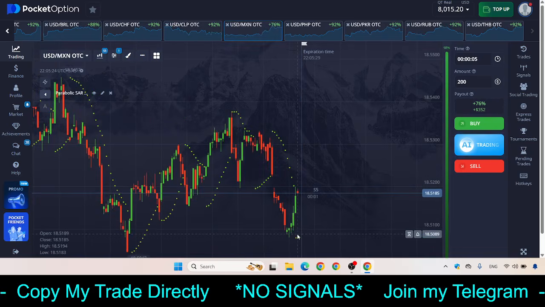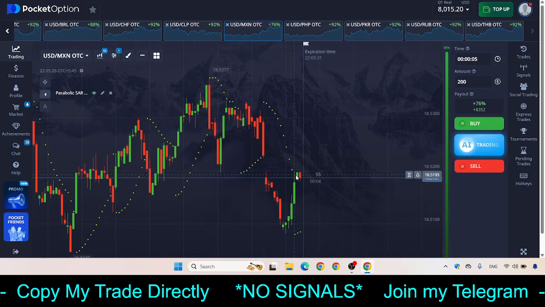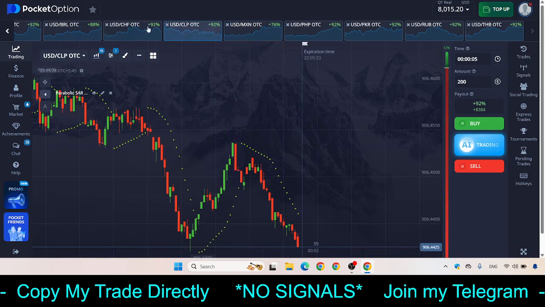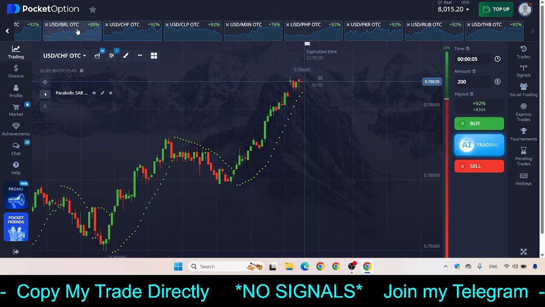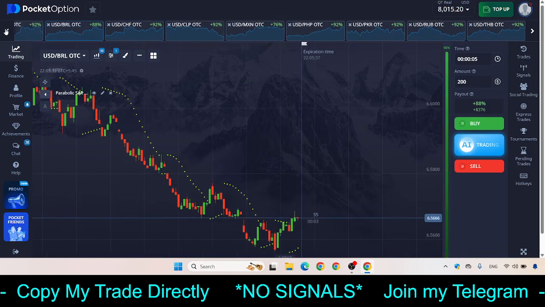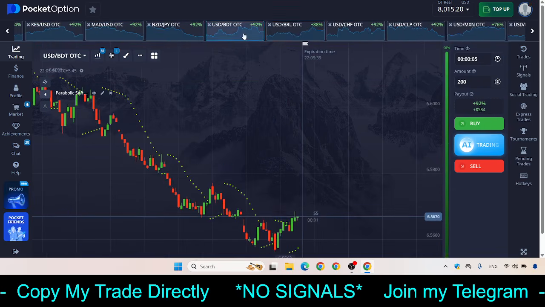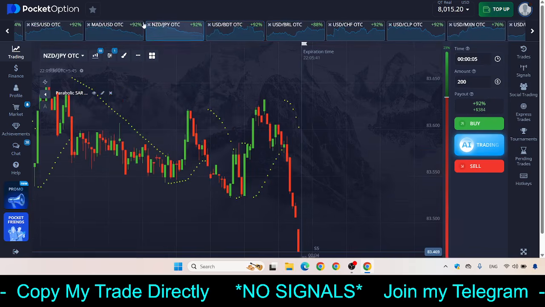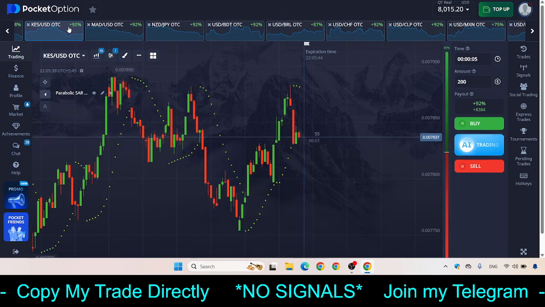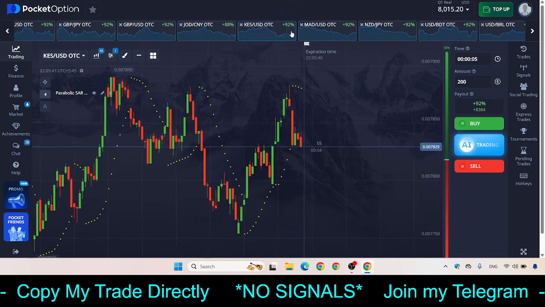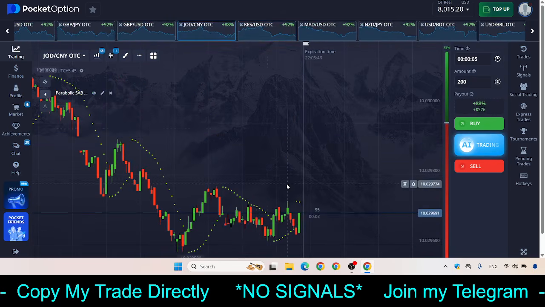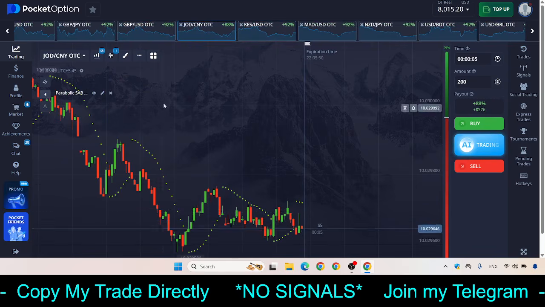So we missed this trade. Let's see what happens in this. Yes, the trade was profitable. And let's keep on switching. This trade could have gone into loss.